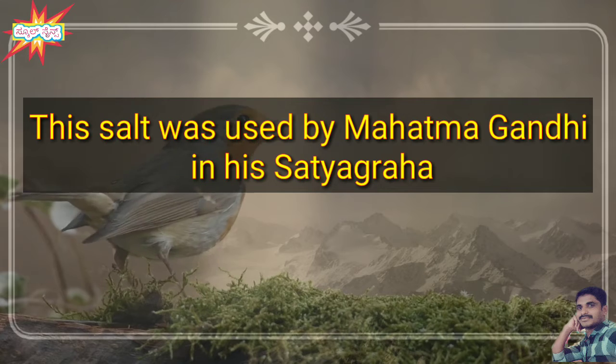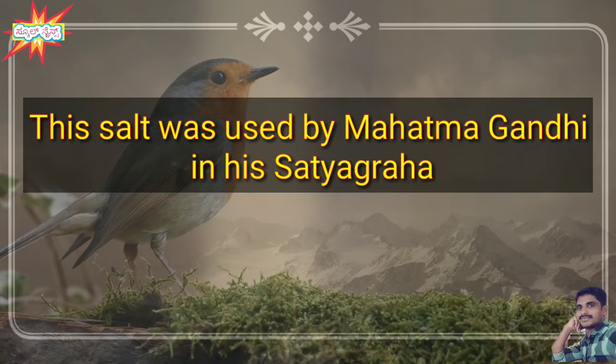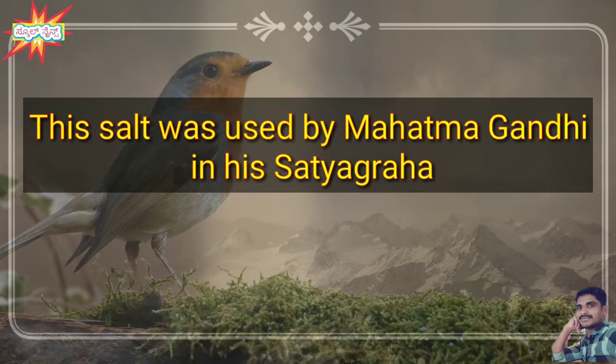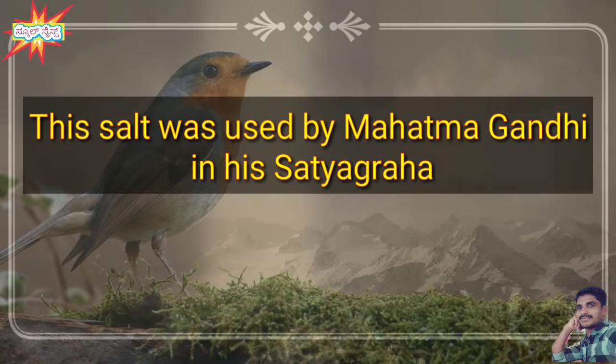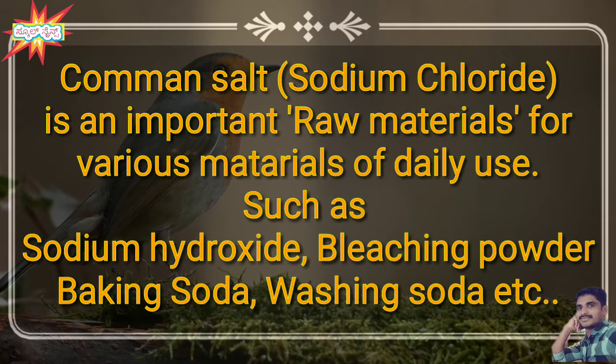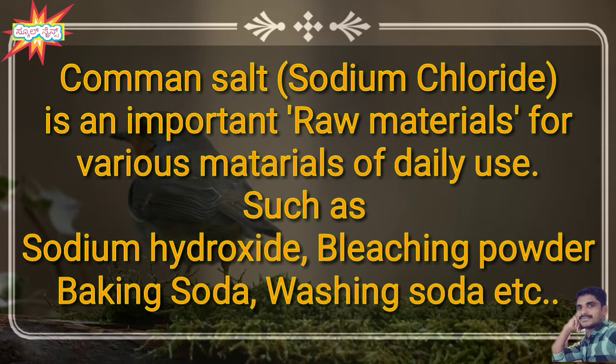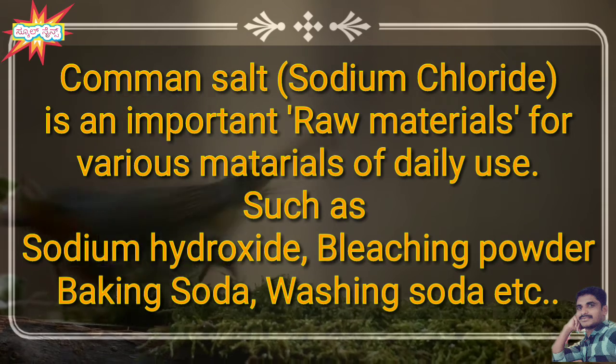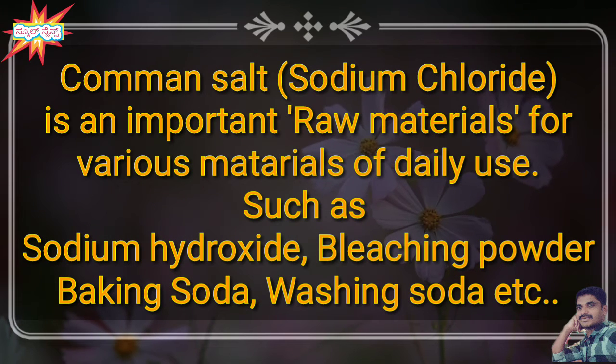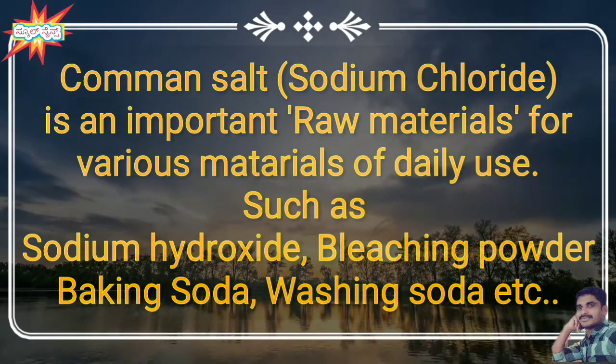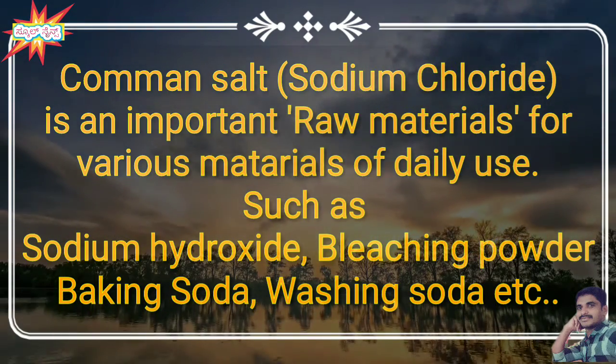Mahatma Gandhi started his freedom struggle through the Salt Satyagraha. It shows the importance of salt and its role in the freedom struggle. The common salt, sodium chloride, thus obtained, is an important raw material for various materials of daily life, such as sodium hydroxide, baking soda, washing soda, bleaching powder, and many more. We can see in the next video how one substance is used for making all these different substances.